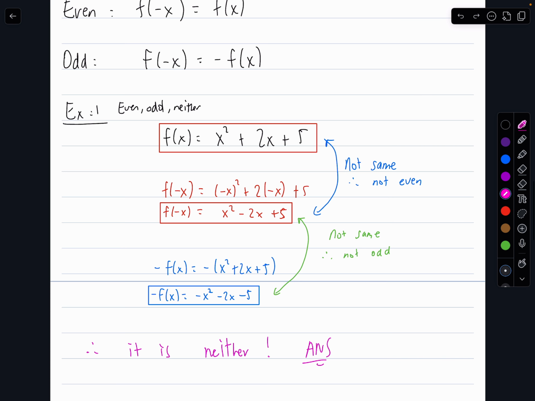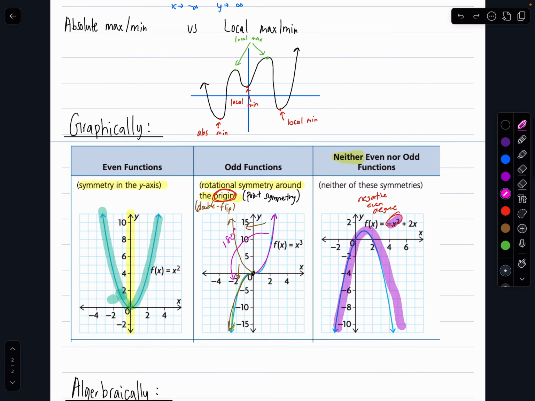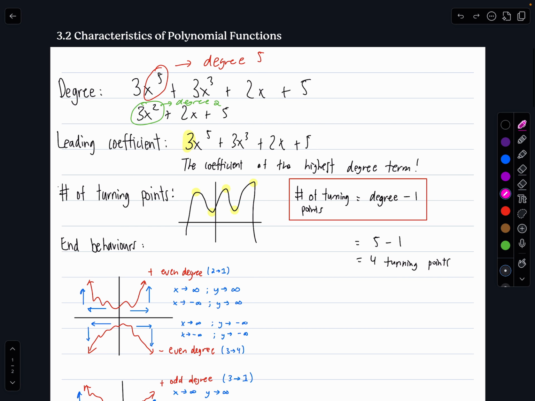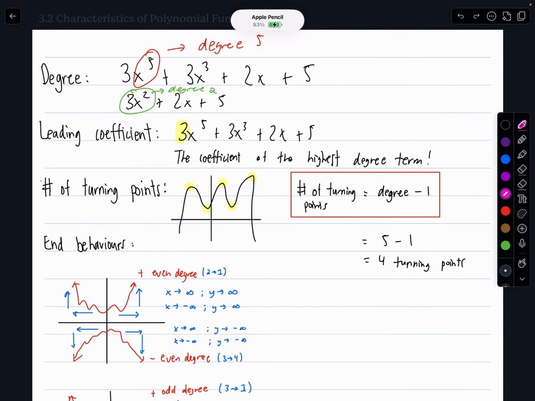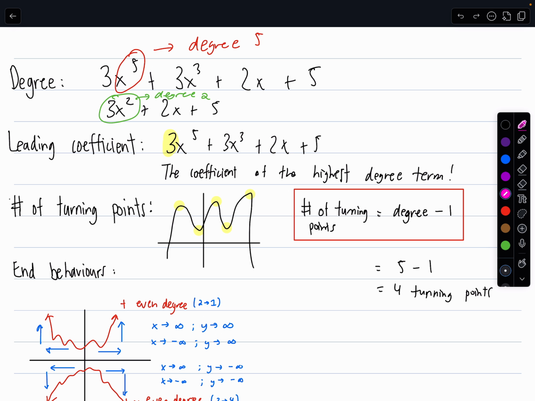Well, I hope you guys enjoyed this lesson. I hope this really clarifies a lot of things for you guys when it comes to characteristics of polynomial functions. This, I would say, is a very, very important lesson for your test.